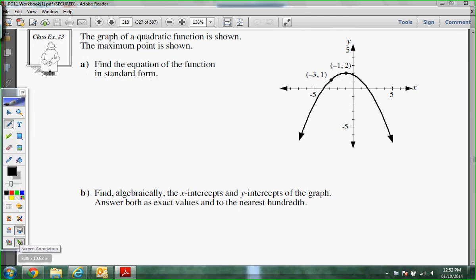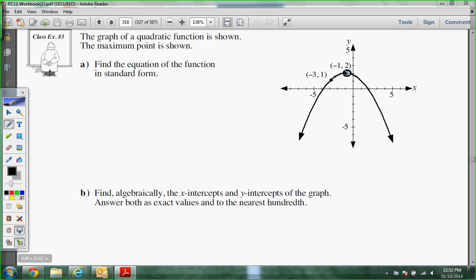All right, so the graph of the quadratic function is shown. The maximum point is shown. Find the equation of the function in standard form. So it's telling you the maximum point is shown. So this right here has to be the maximum point. Maximum point is also the what? Vertex. Okay? The vertex helps us to figure out what standard form is.